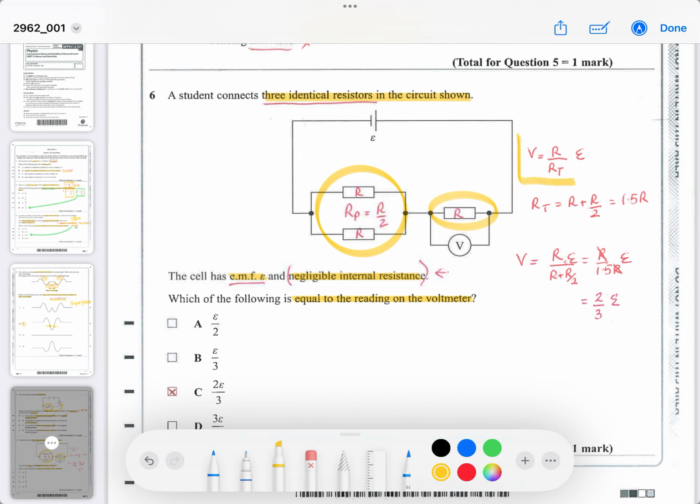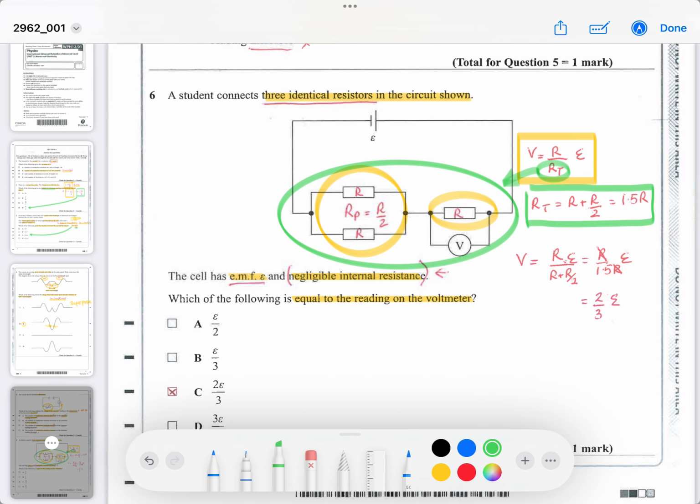Well, the voltage reading will be the resistance R divided by the total resistance of the circuit, which I'm going to put in green, there's the total resistance of the circuit in a diagram. The total resistance is R plus half R, because this is half R, add it to R, and you get 1.5 R.